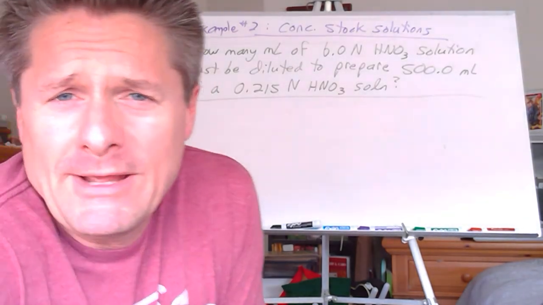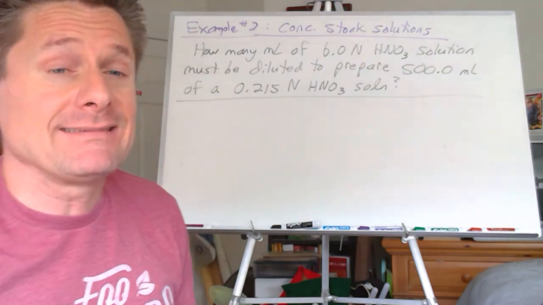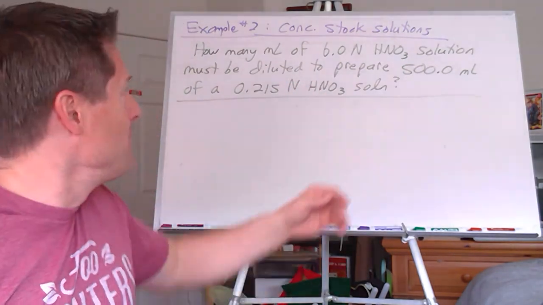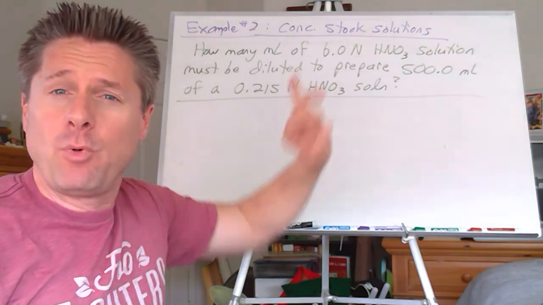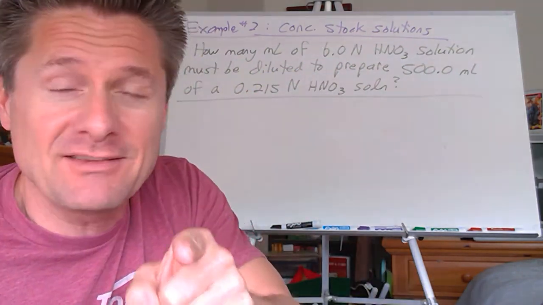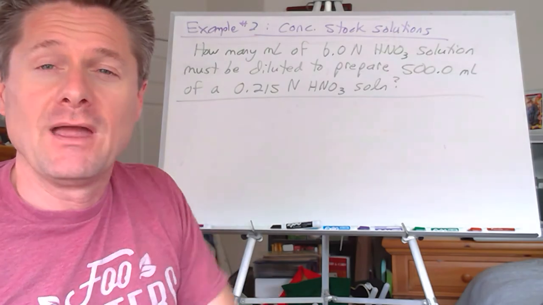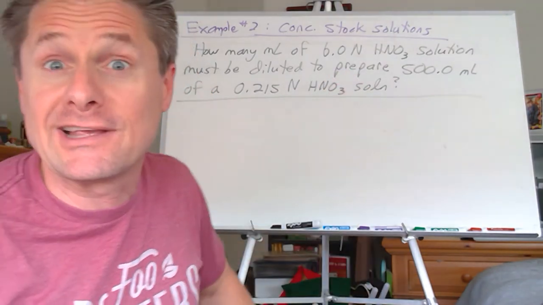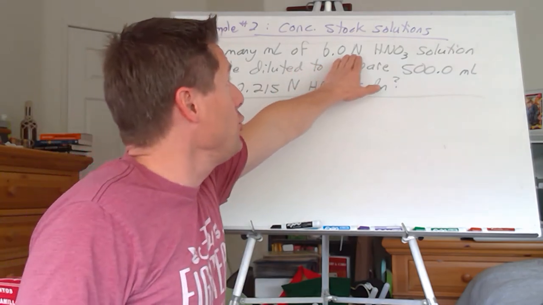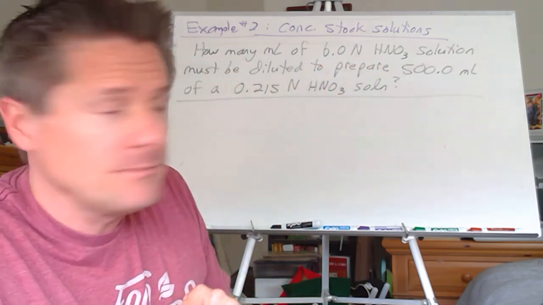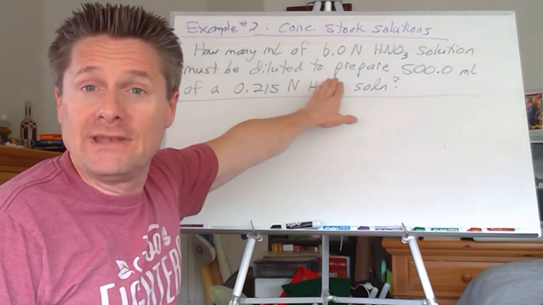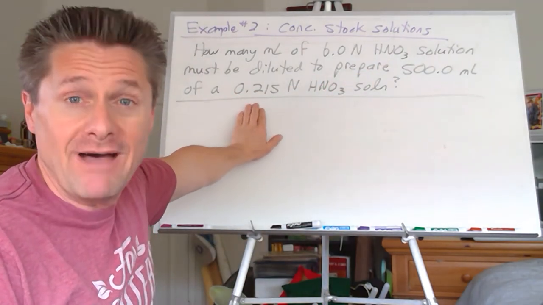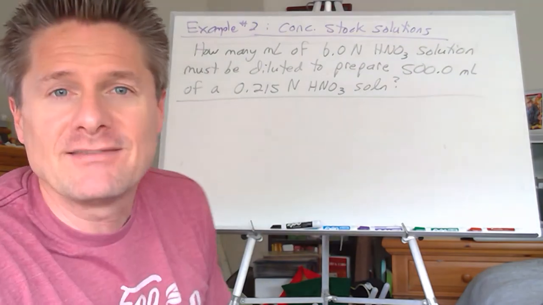Typical example that you'll do a lot in lab, lots and lots. And it may be phrased slightly different from this, but you get the idea. How many milliliters of a 6.0 normal, doesn't matter what concentration units I give you. We can do molarity, normality, volume percent, doesn't matter. We'll do normality just for kicks and giggles. A 6.0 normal nitric acid solution must be diluted to prepare 500.0 milliliters of a 0.215 normal nitric acid solution.